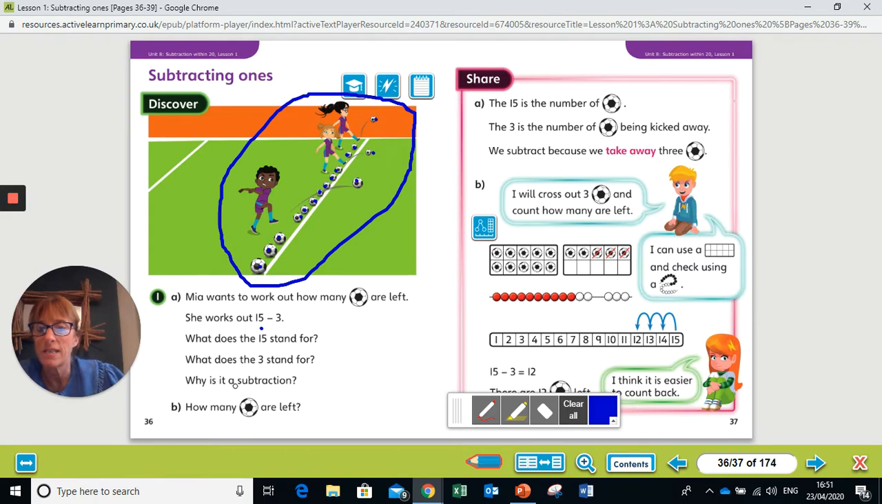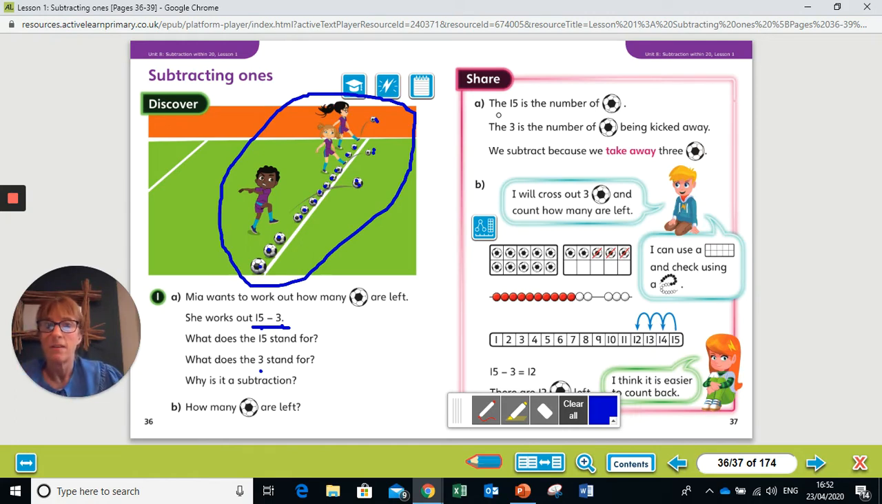What does the 3 stand for? Why has she put her 3 there? That's right, because the 3, 1, 2, 3, have been kicked away. And we need to work out how many are left. So the number sum is 15 take away 3. Now let's move over here and see if we've got that right.